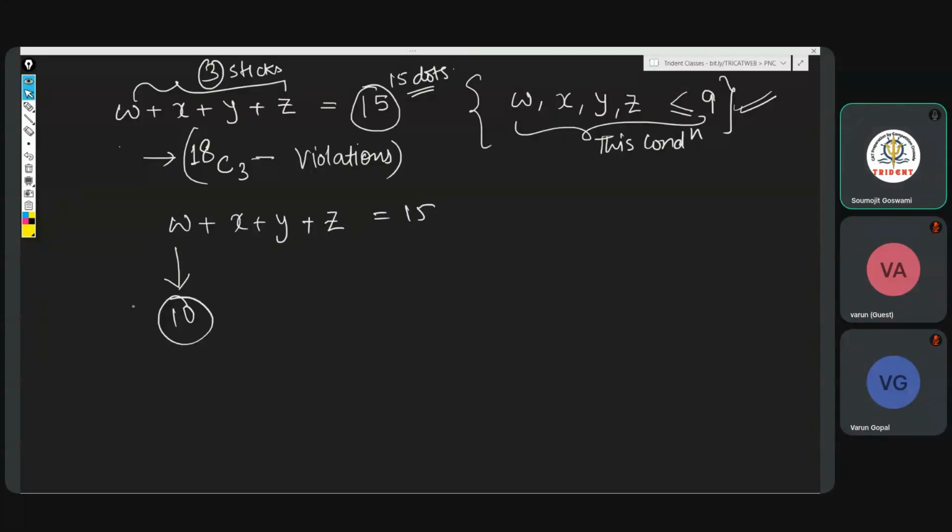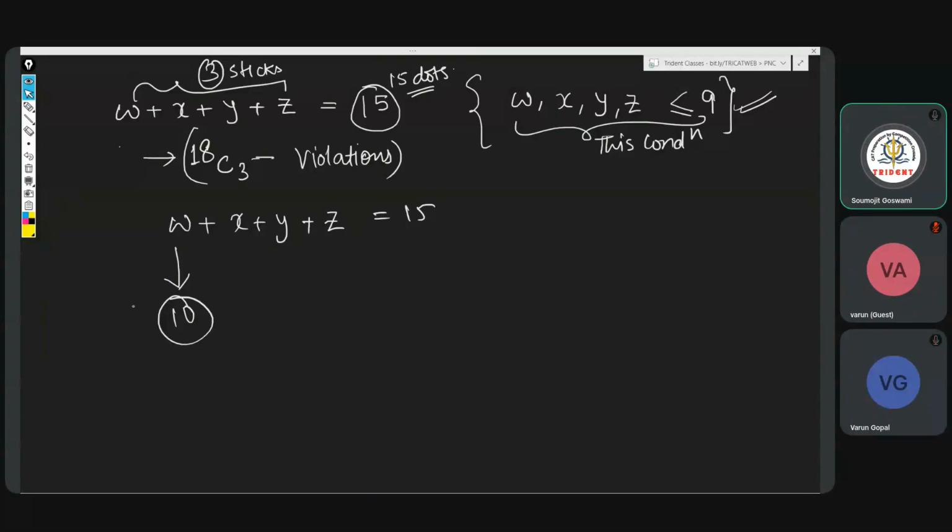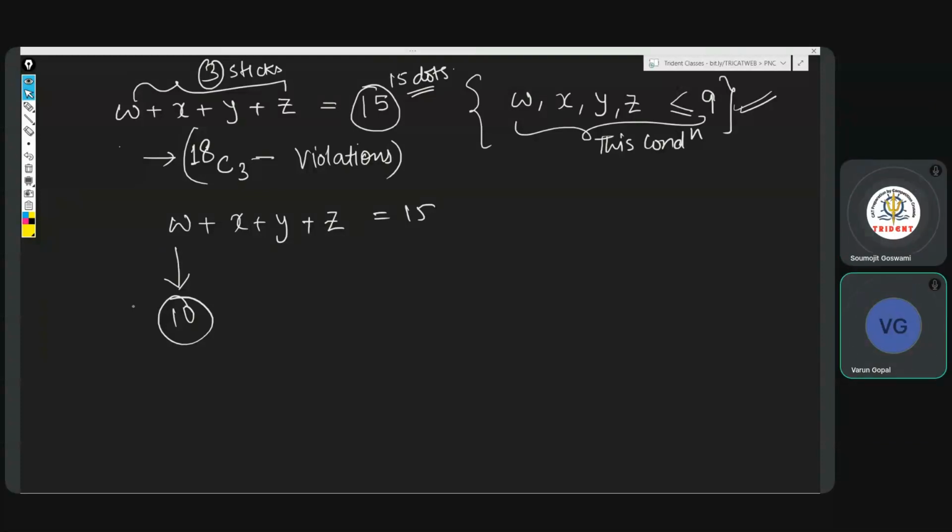If I substitute W as 10, it is a violation. Is it or is it not? Yes, it is a violation because it has to be single digit. It's a two digit number. If I substitute the value of W as 10, then X plus Y plus Z is equal to how much? 5.